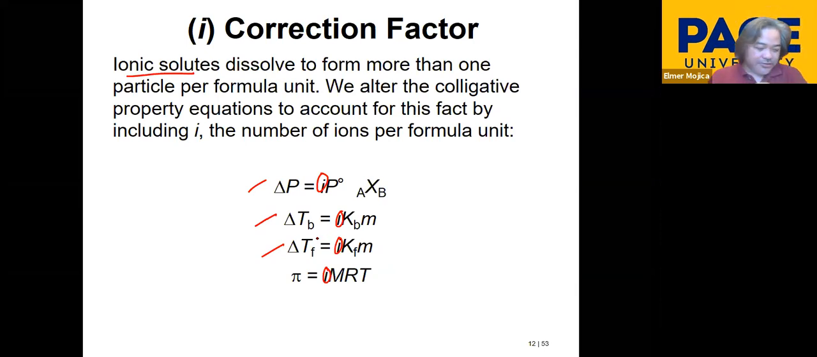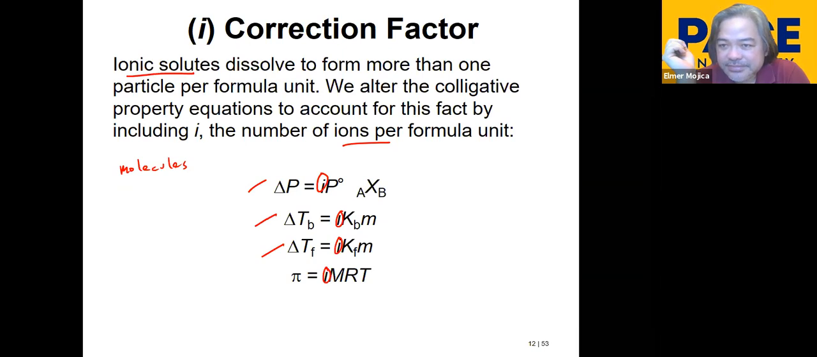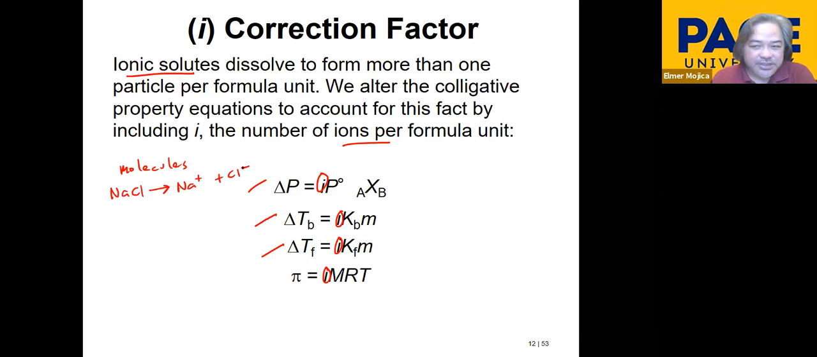So what would be the value of your i? Well, it depends on how many ions you have per unit. If you only have molecules, what could be the value of i? It's just equal to 1. But if you have ionic compounds like NaCl, which will dissociate to give Na plus and Cl minus, your i value will be equal to 2. So you have to multiply everything by 2, because you have 2 units in your solution of your solute.